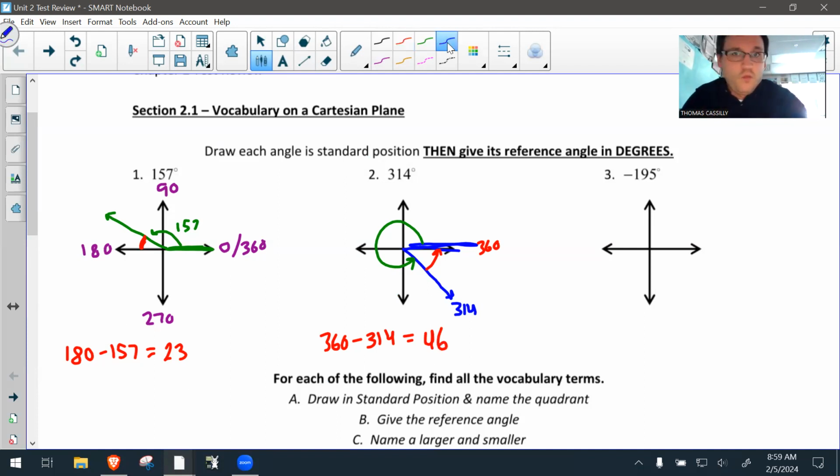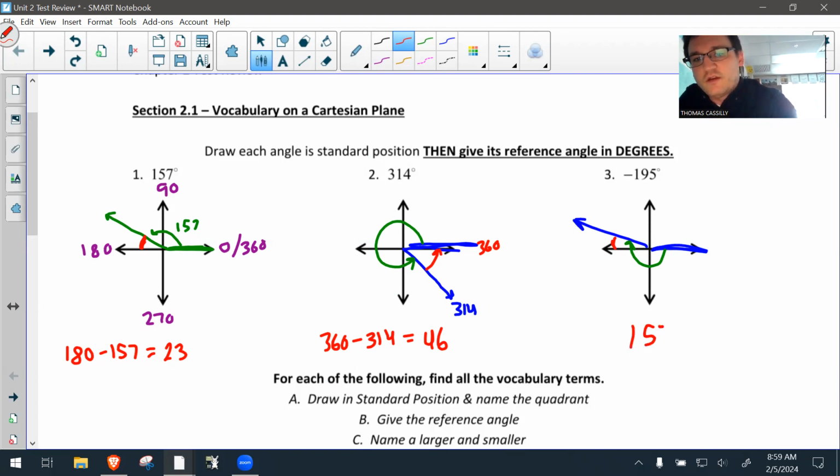All right, now the next one, negative 195. So remember, that's going to be a clockwise angle. So starting out in the beginning, negative 195, that's a little bit bigger than negative 180. Right? So it'll look something like this. All right. So we're at negative 195. We need to get back to negative 180. So just think, okay, how far apart are those? 195 and 180 are 15 degrees apart.